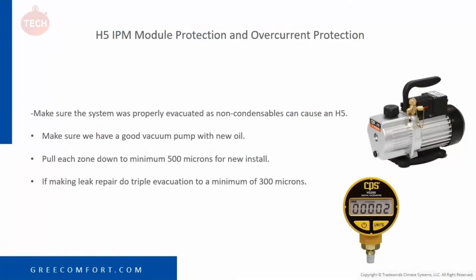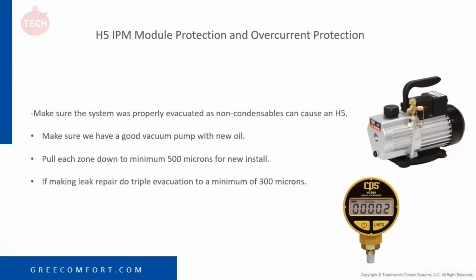So anytime you use a vacuum pump at a new install, you want to make sure to pull your system down to 500 microns. If making a leak repair, you want to do a triple evacuation to a minimum of 300 microns. It's always advised to do a triple evacuation at 250, but the minimum is 300.